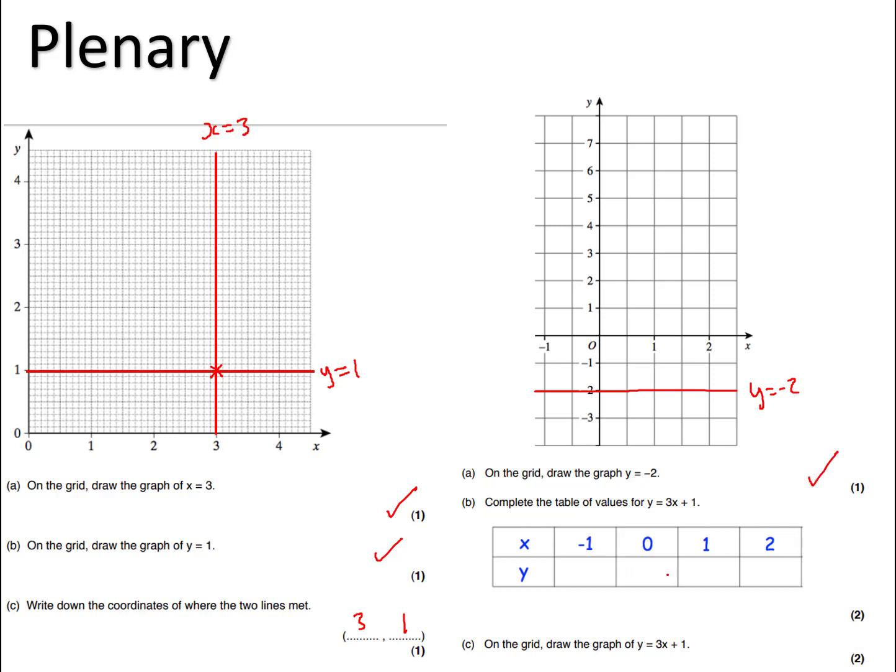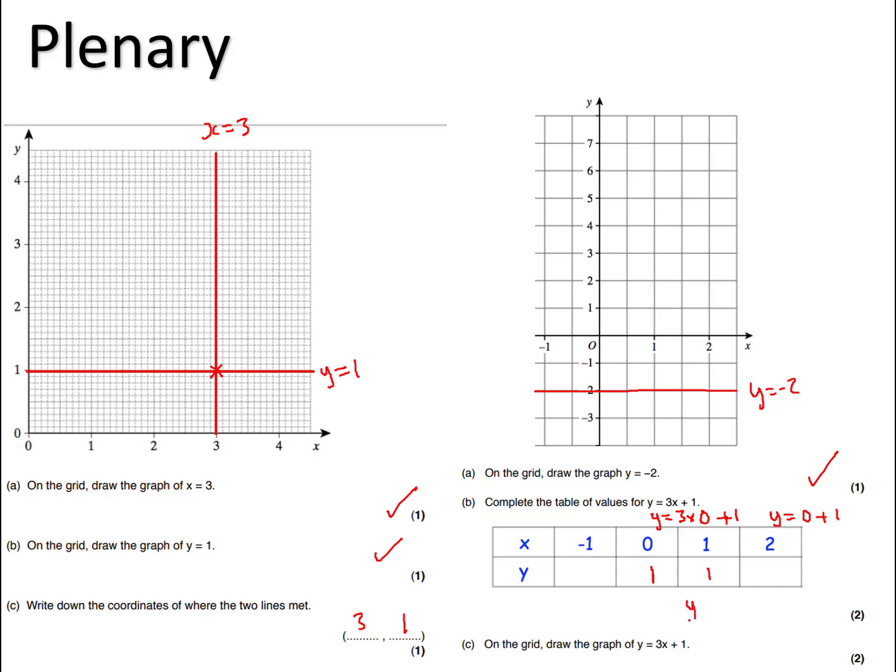Complete the table of values for y equals 3x plus 1. That's why I had this starter. So let's start with 0. So y equals 3 times 0 plus 1. Now I know that means y equals 0 plus 1. So that is 1 here.